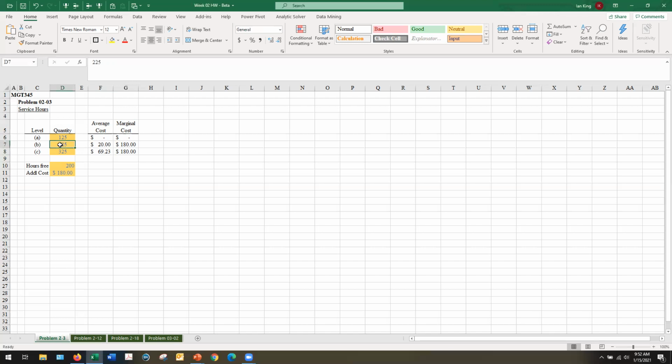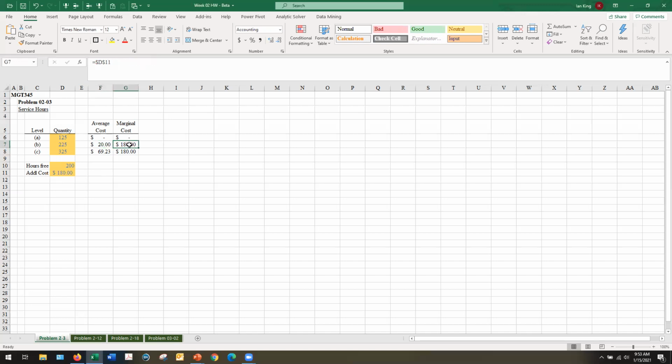Now, at 225, we have to worry about what it's going to cost us because we've gone over that threshold of the 200 free hours. So the first 200 are going to be free and 25 is going to be charged. So average cost is, let's take the 225 minus the 200. So we get 25 hours they're actually being charged on. That is charged at $180 an hour, and you divide it by the total number of hours. So you've got basically 25, because that's the amount above 200, times 180, which is the rate. And that gives you your average cost of $20.